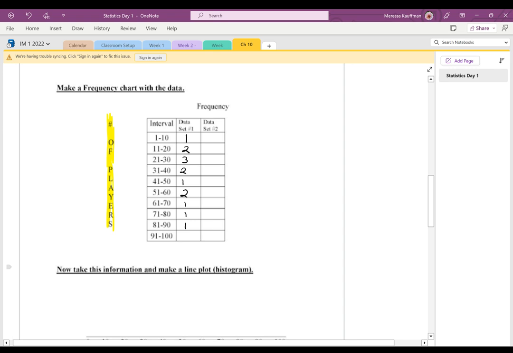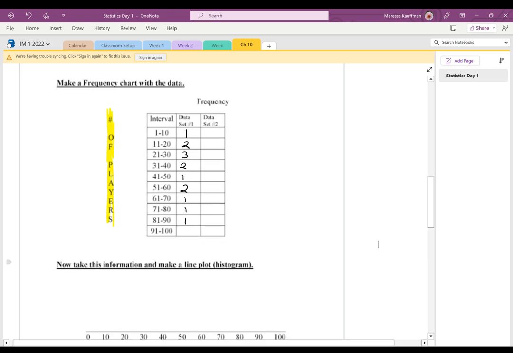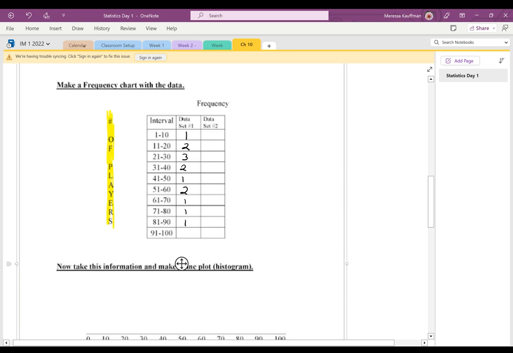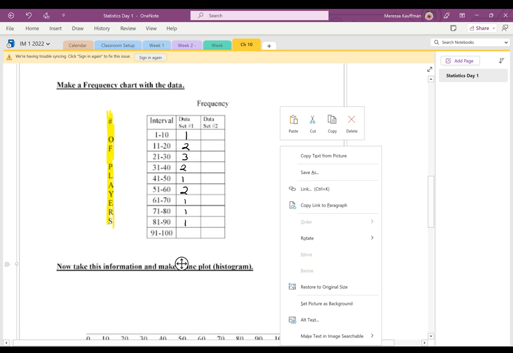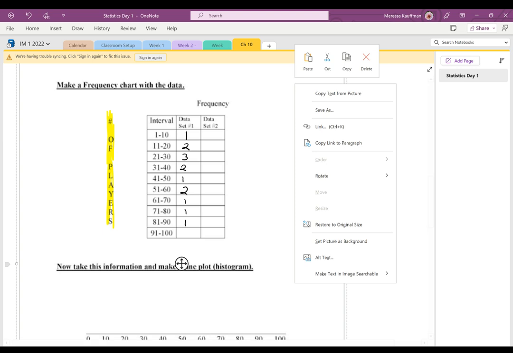I counted 20 players twice for 2 separate days. I counted 30 players 3 times in 3 separate days. So that's what that frequency table means. So you're going to do, again, data set number 2, and you're going to show me it again tomorrow.